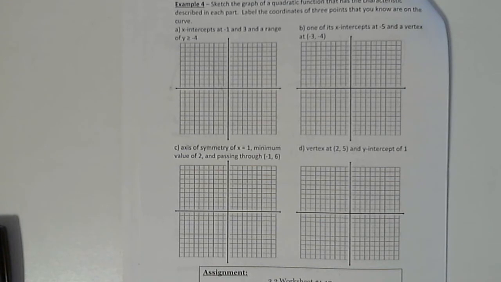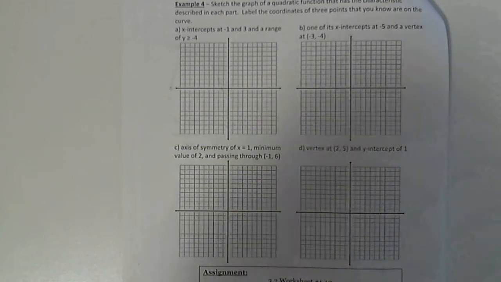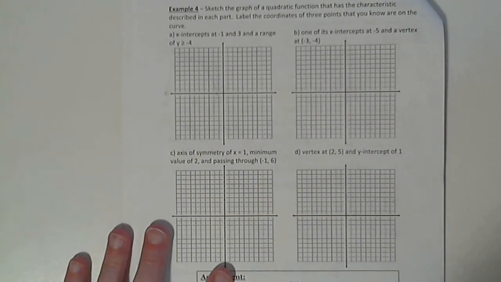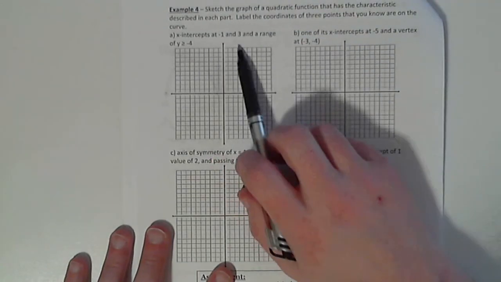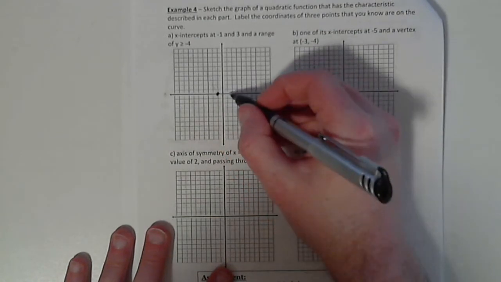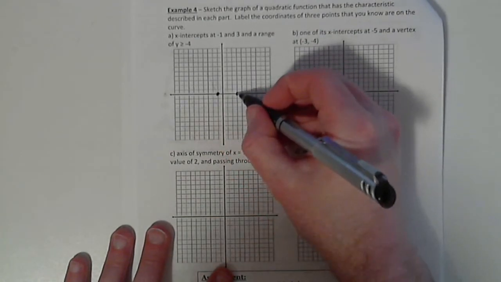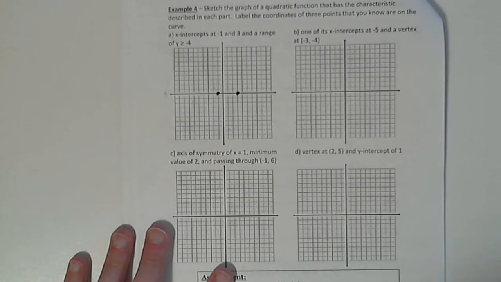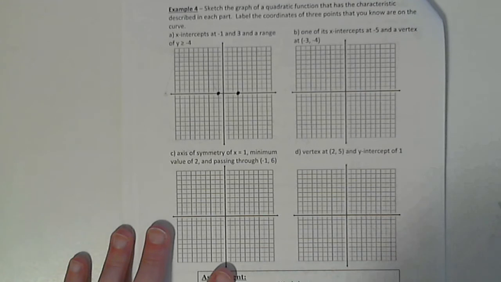Sketch the graph of a quadratic function that has the characteristics described in each part. I like these questions. Label the coordinates of 3 points that you know are on the curve. So x-intercepts of -1 and 3. Hopefully these key points are really quick in your head. You're not trying to think, oh, what is an x-intercept? You can just know, well, it's where it touches the x-axis.